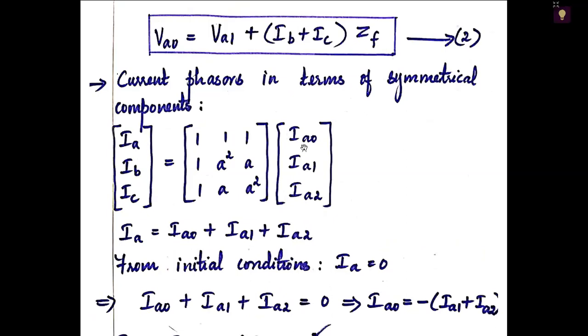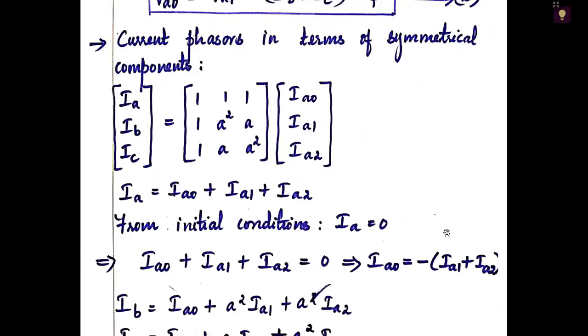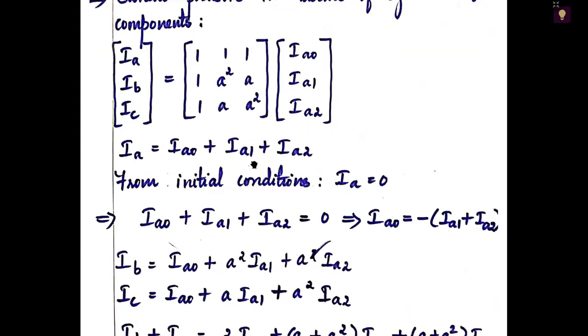So when you expand for IA, it is IA naught plus IA1 plus IA2. From the initial conditions, we have IA is equal to 0. So IA naught plus IA1 plus IA2 is equal to 0, which implies IA naught is equal to minus of IA1 plus IA2.